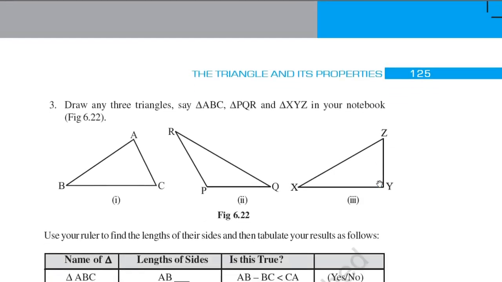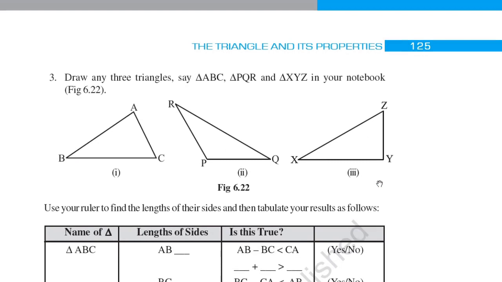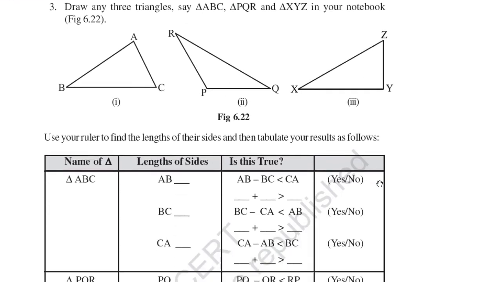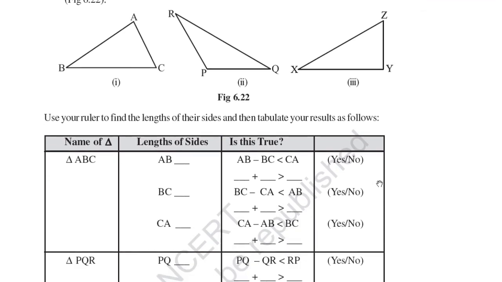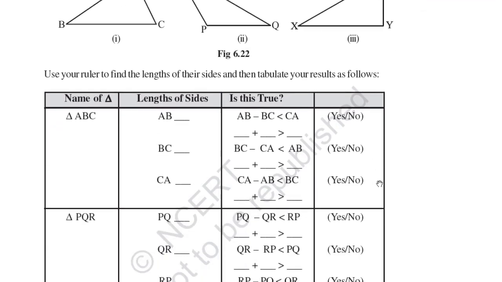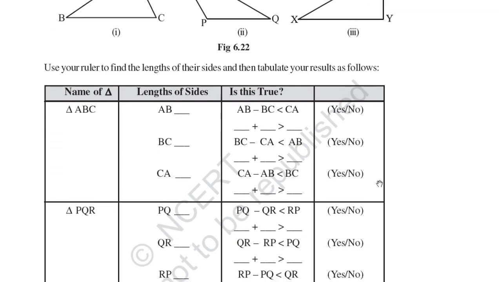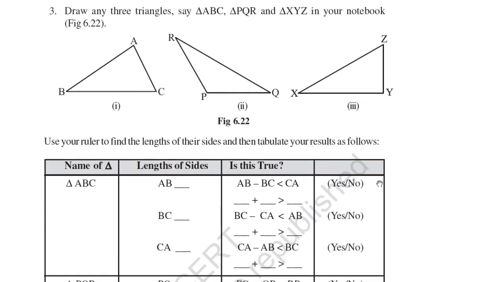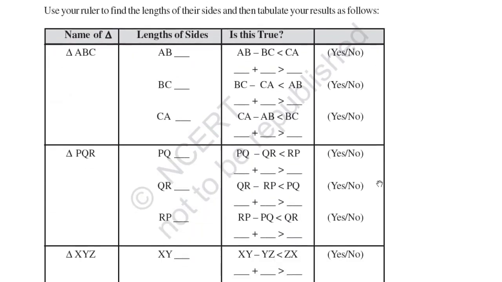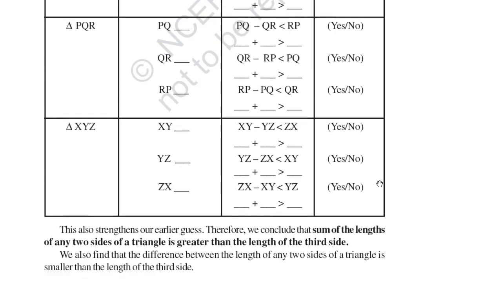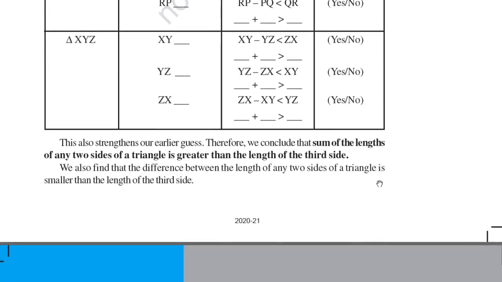So you can draw 3 triangles, say ABC, PQR and XYZ in your notebook. You can see these are triangles 1, 2 and 3. In triangle ABC, length of side, is it true that CA is less than AB minus BC? You should find that, and if it is yes or no, you should tick in the yes or no section. This also strengthens our earlier guess.